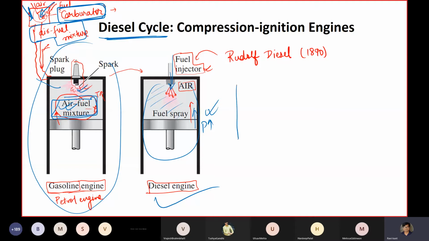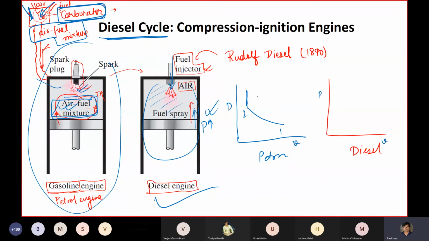The main difference I'm going to talk about is, let's suppose this is your petrol cycle, and this is your diesel cycle. For the petrol cycle, we have seen that it goes from 1 to 2, then heat addition at constant volume. This is my PV diagram, and this comes down and this comes down. So this is your complete cycle, 1, 2, 3, 4.